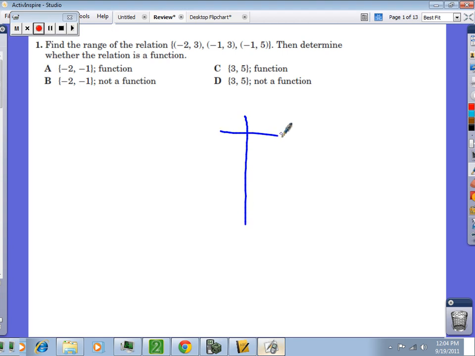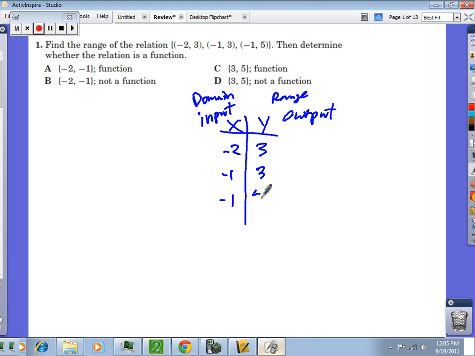So if you've got a table with x and y, make sure you write this down if you don't know. X is the same thing as input, and y is the same thing as output. X is the same thing as domain, and y is the same thing as range. So in this particular problem, you got a -2 for an x, a 3 for a y, a -1 for an x, a 3 for a y, a -1 for an x, a 5 for a y. So your range is going to be anything in this column, which is a 3 and a 5.